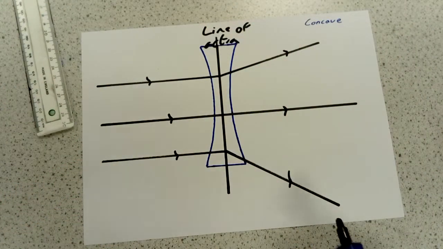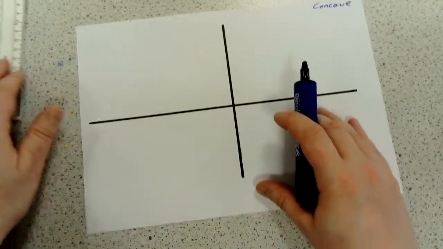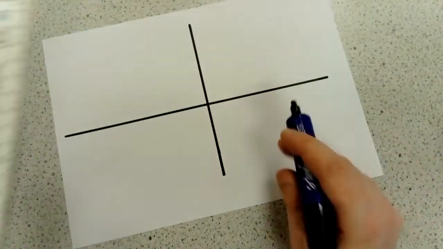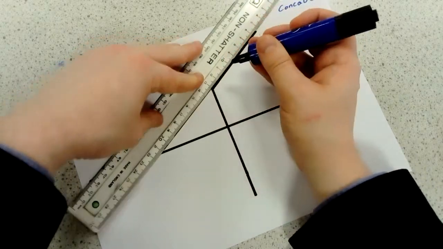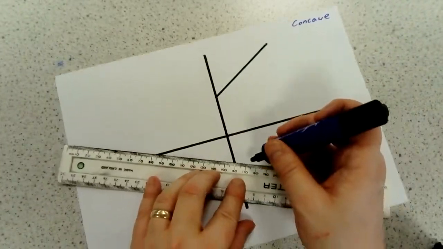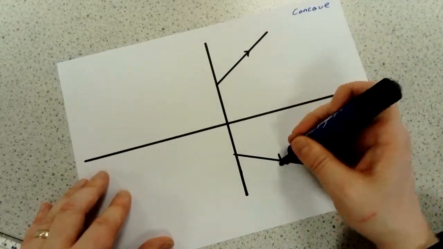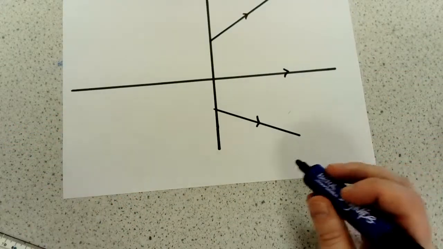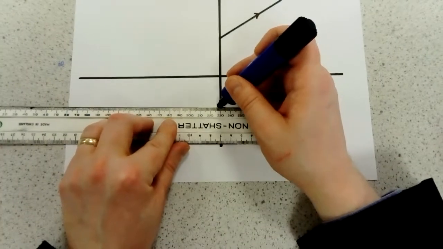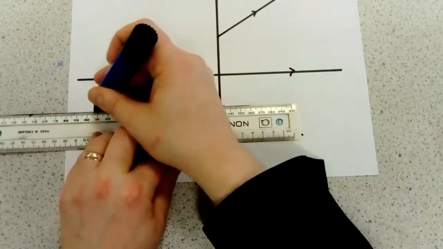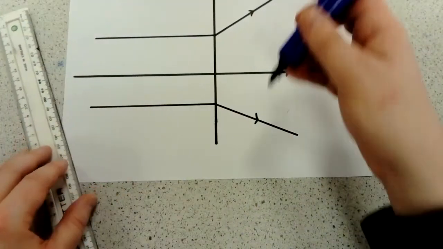So if we want to work out where the focal point would be on a concave lens, you might have a diagram that has the beams of light spreading out from that side, and it might ask us where our focal point is going to be. So the focal point is always going to be behind the line of action.